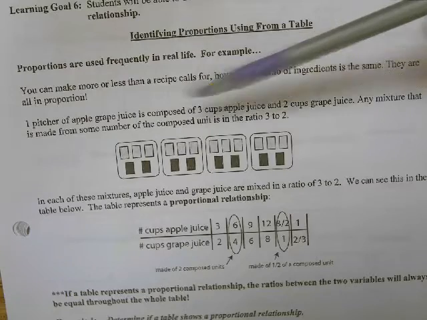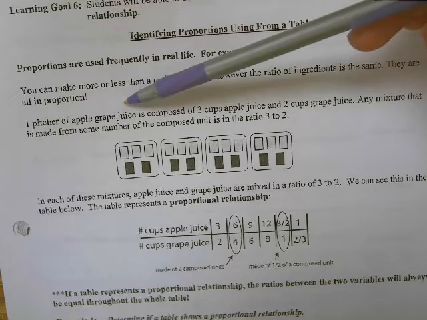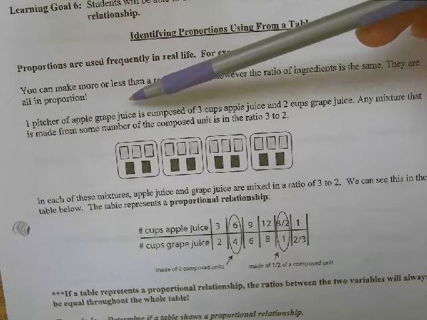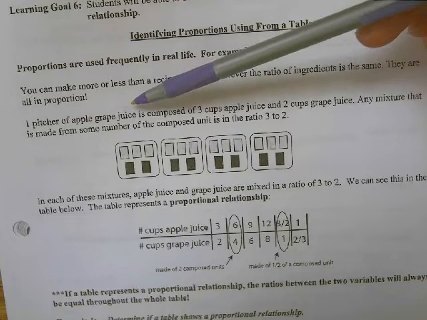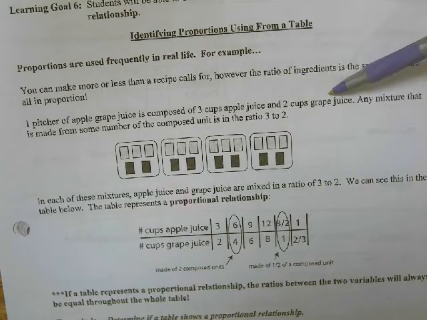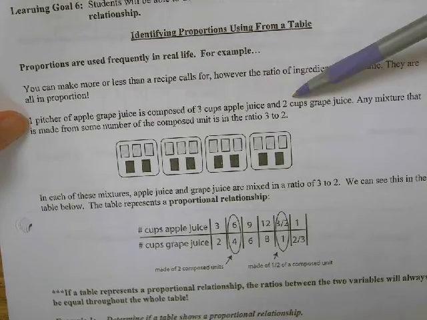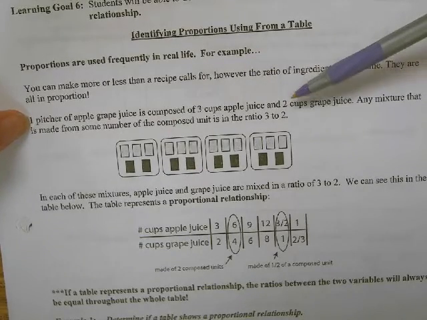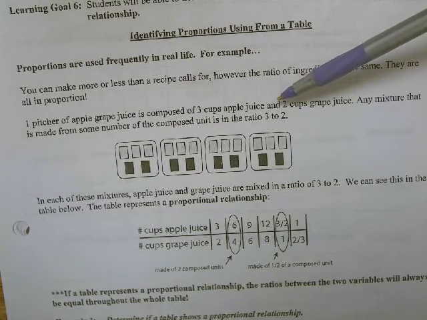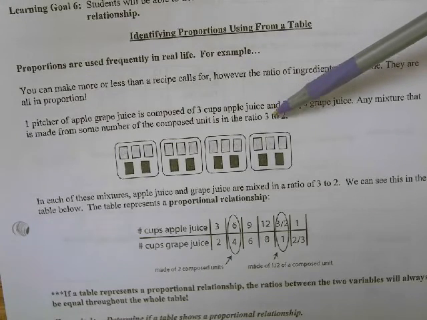would taste funny. For instance, if the recipe calls to mix 1 pitcher of apple grape juice, which is composed of 3 cups of apple juice and 2 cups of grape juice. So if you want to make more than 1 pitcher, you're going to have to keep the 3-to-2 ratio the same. Or if you want to make less than 1 pitcher, you still have to keep them in the ratio of 3-to-2, but with less. So you need an equivalent or proportional relationship to 3-to-2.